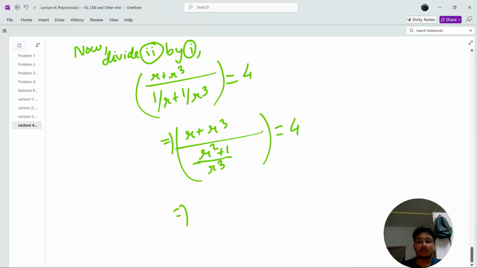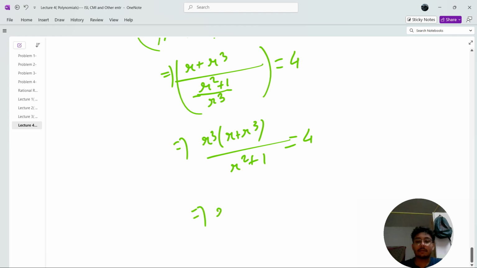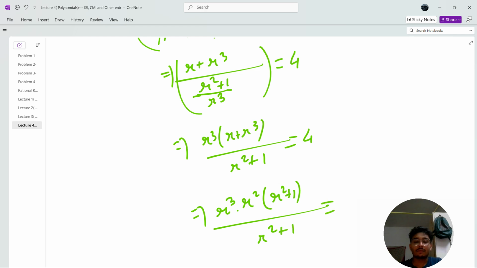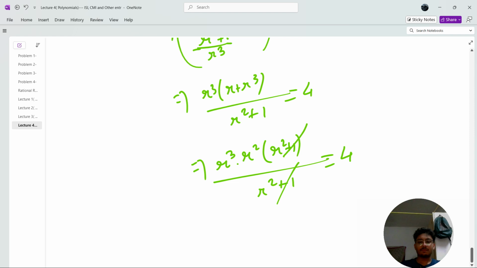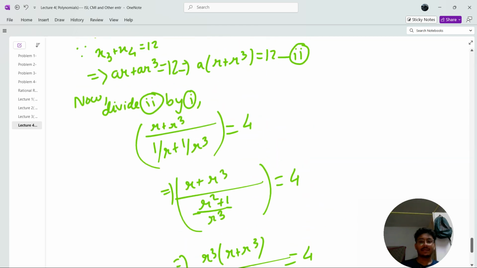So in my numerator, I will be taking my r cube. So r cube into r plus r cube by r square plus 1. That is my 4. Now I can take my r square to be common. So r cube into r square into r square plus 1 by r square plus 1 is my 4. Cancel these terms. So my r to the power 5 is 4.